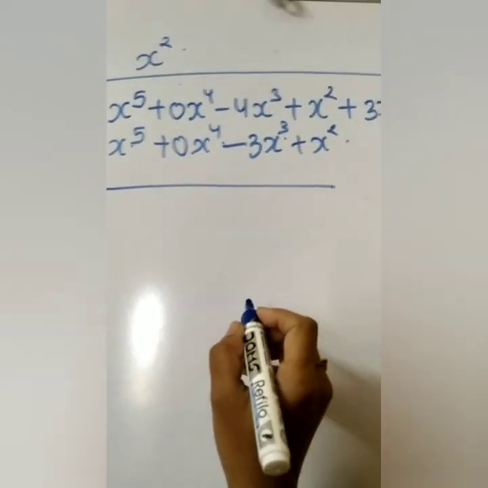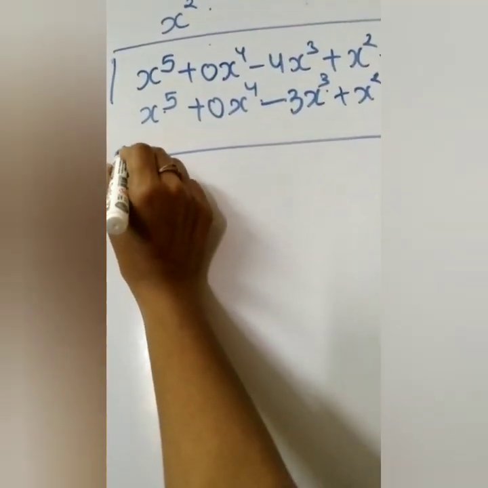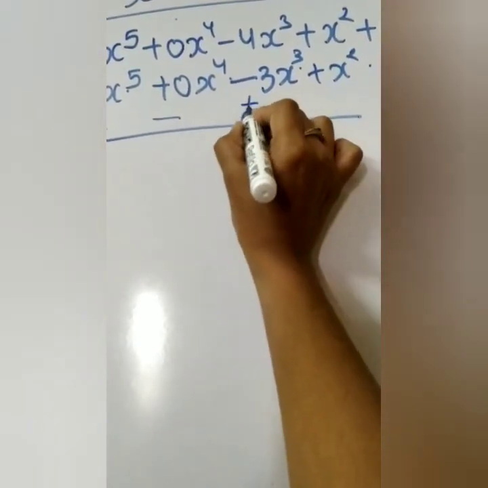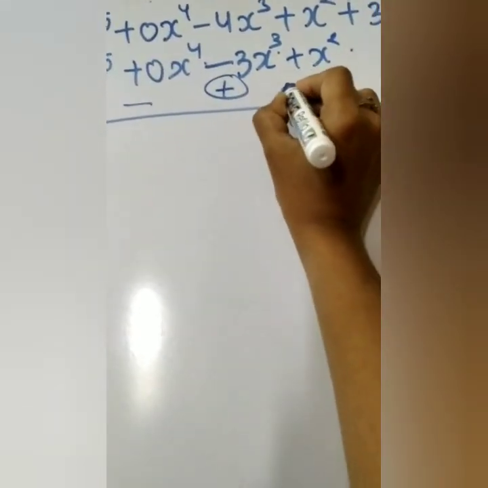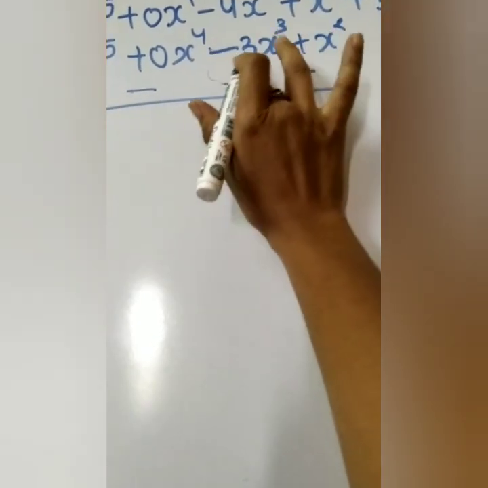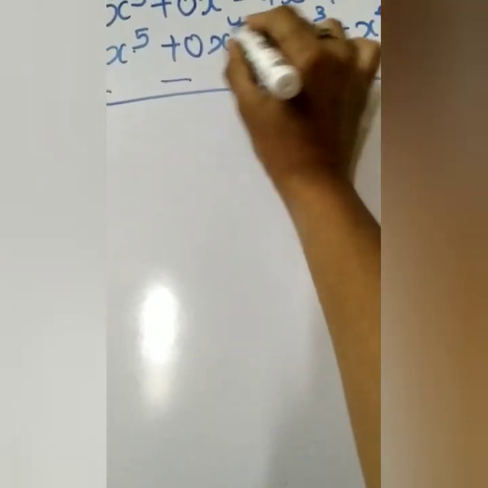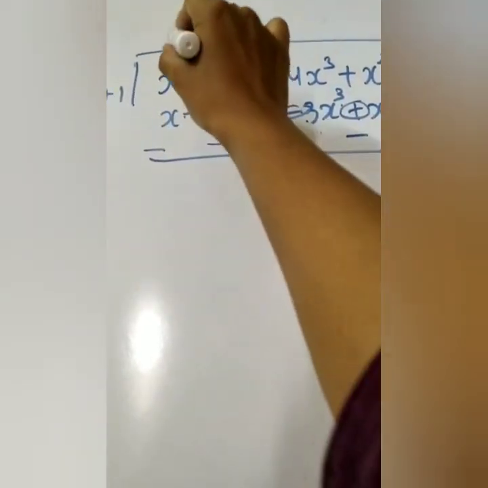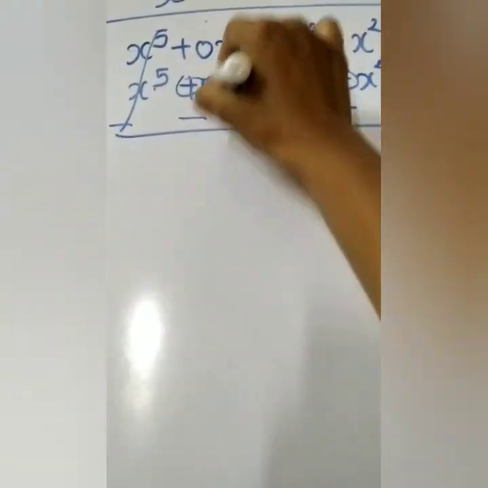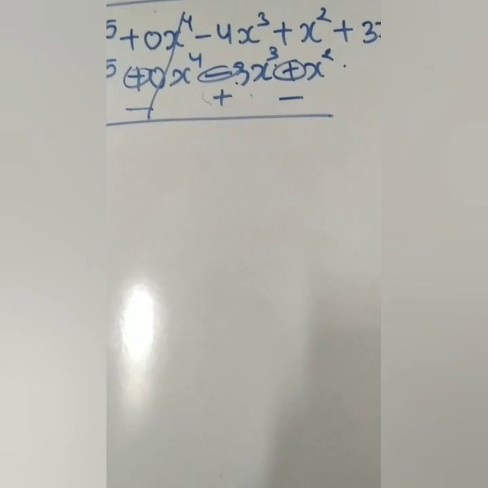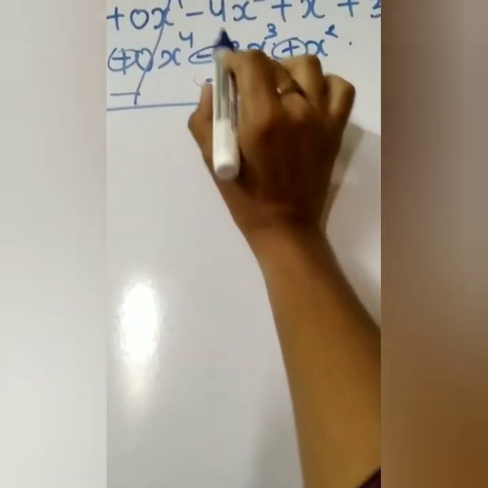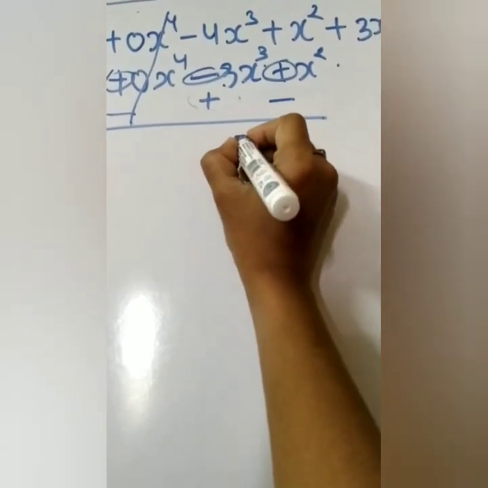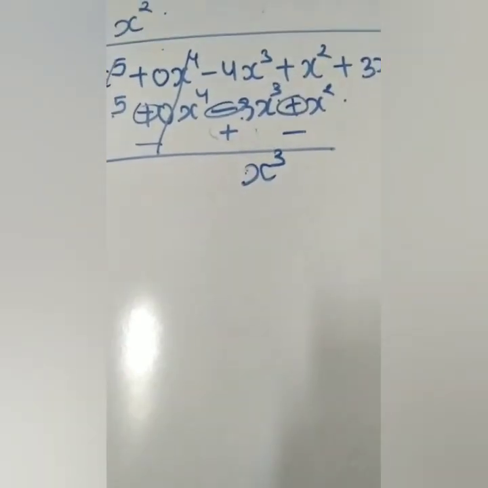Now we have to change the sign. So plus will become minus, this one will become plus and this one will become minus. So here the first term will cancel out. This 0 term again cancels out. Here we have minus 4 and plus 3. Plus minus will become minus. 4 minus 3 will become 1x cube.